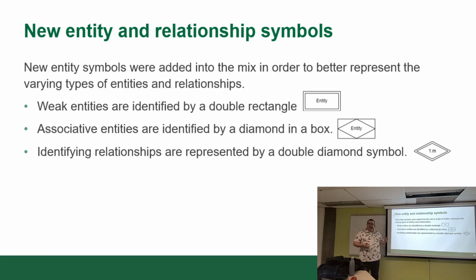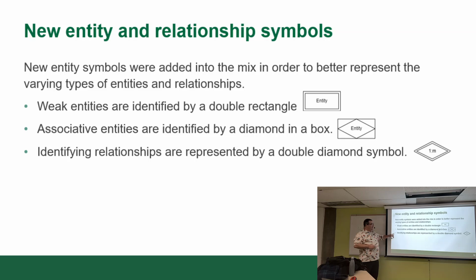They said, you know what? We should be able to identify when they're weak. And they did it by creating a double box. So instead of just being a square, it's a double square. Associative entities are identified by a diamond in the box. An associative entity is when you are trying to resolve a many-to-many relationship. At the conceptual stage, it's cool. You don't need to have these unless there is an exception to the rule, which I'll describe in a moment.